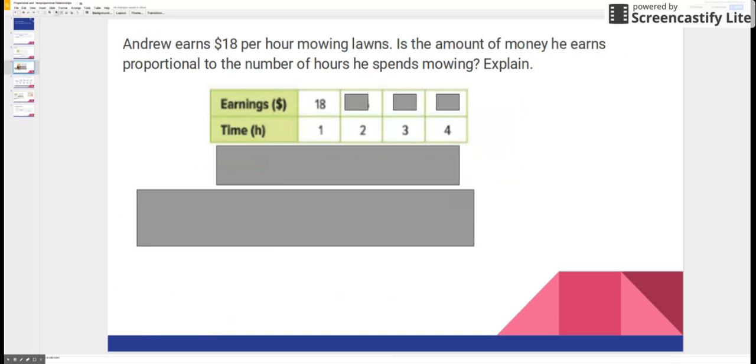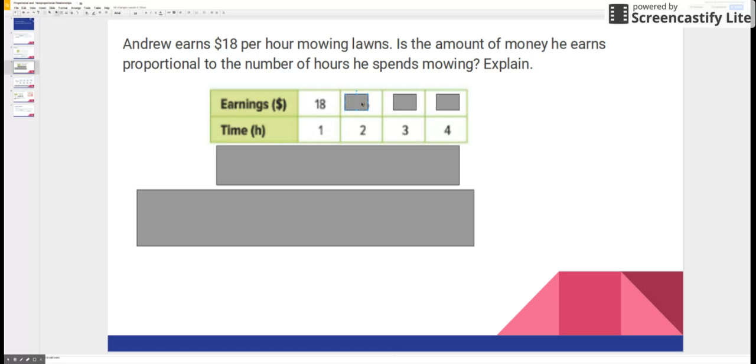Okay, here is another example. Here it says Andrew earns $18 per hour mowing lawns. Is the amount of money he earns proportional to the number of hours he spends mowing? Explain. So first I'm going to start with my chart over here. I have it's $18 per hour.